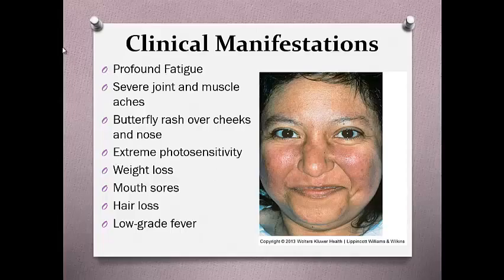So the clinical manifestations, we see fatigue and severe joint muscle aches. And this is seen with about 95% of the patients. Skin problems occur with about 80% of the patients. Most characteristic is this acute cutaneous lesion, which you can see in the picture, a butterfly rash over the nose and cheeks. It can be red, itchy, or painful. Patients with lupus have extreme sensitivity to sunlight, might report weight loss, mouth sores, hair loss, low-grade fever, and depression.